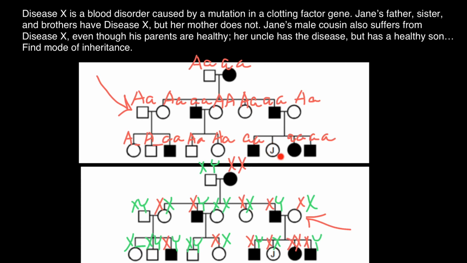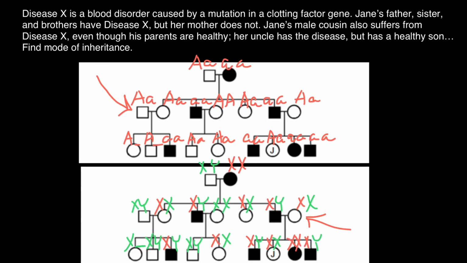And as for Jane, again, she inherited a dominant allele from her mother's side, and from her father's side she can only inherit a recessive allele, so she is going to be a carrier, going to be heterozygous, but the phenotype is going to be normal. So after all, which mode of inheritance is most probable? Take a look at the first pedigree.